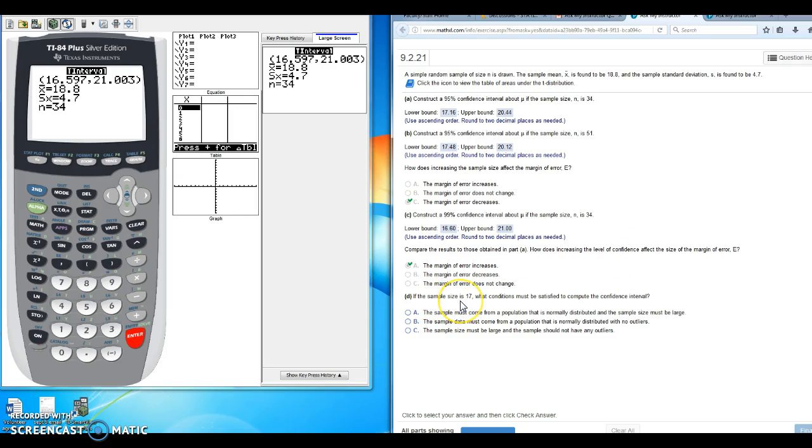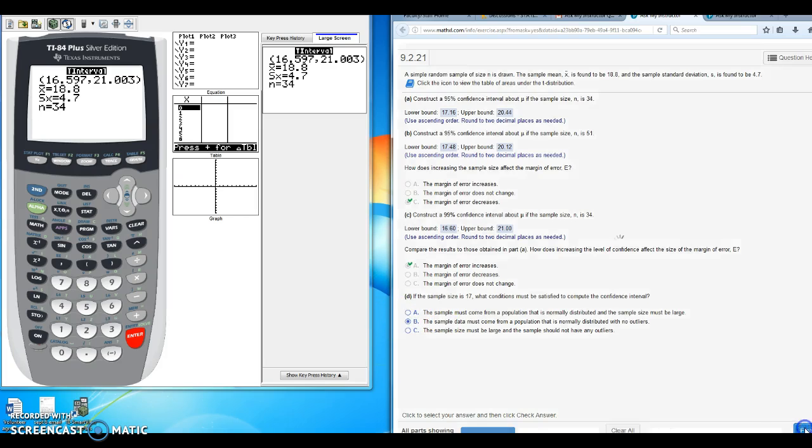What if the sample size is 17? What conditions must be satisfied to compute the confidence interval? Since this is such a small sample size, I have a choice. The sample data must come from a population that is normally distributed with no outliers, or the sample size must be large and the sample should not have any outliers.